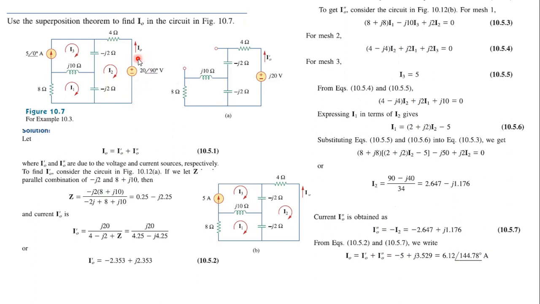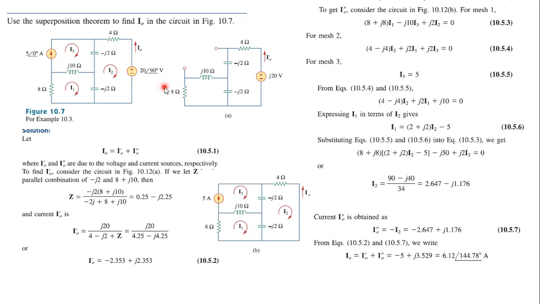What we have to do is find out what this current I0 is. Here we can see that we have two sources. There is a current source of 5 amperes and there is a voltage source of 20 angle 90 degrees volts. With the superposition theorem, we will consider this voltage source alone and find out what the current I0 is, and then we will consider the current source alone and find out what I0 is. Then we will add up both the responses.